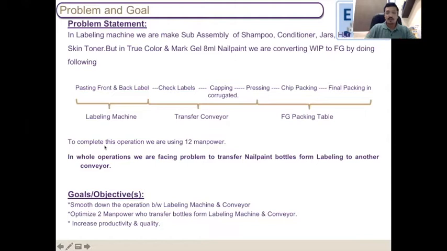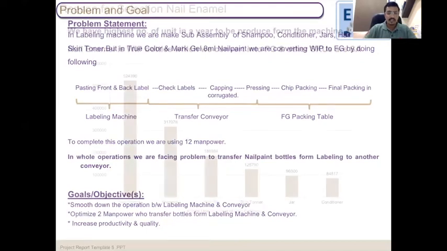Okay. So what was the goal or objective? To smooth down the operations between the labeling machine and conveyor, and to optimize, of course, the manpower who are actually in the job of transferring the bottles from the labeling machine to conveyors. And the final objective is, of course, to increase the productivity, improve the productivity, and along with that quality, and along with that improving the cost. So let us understand how they did it.